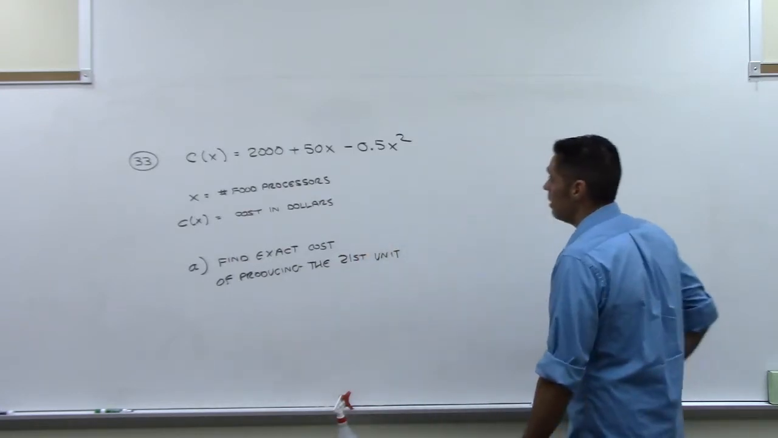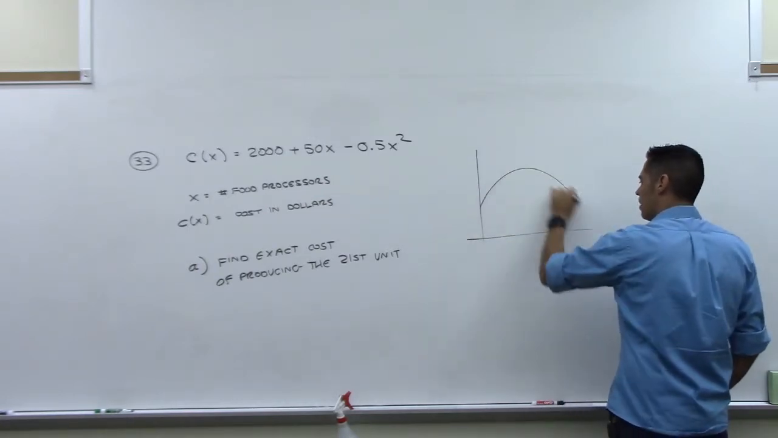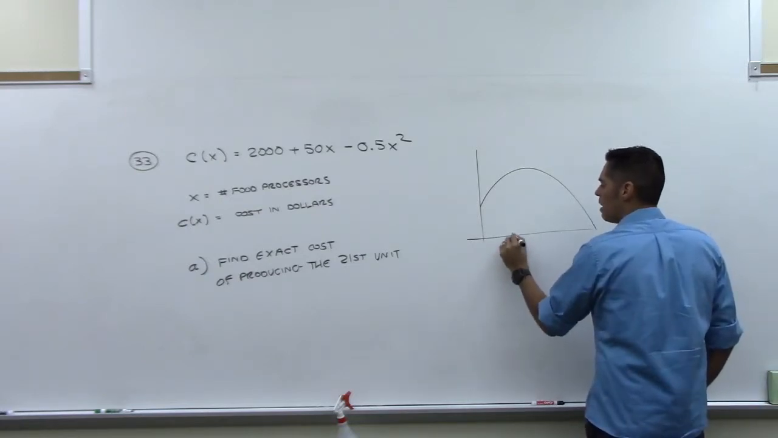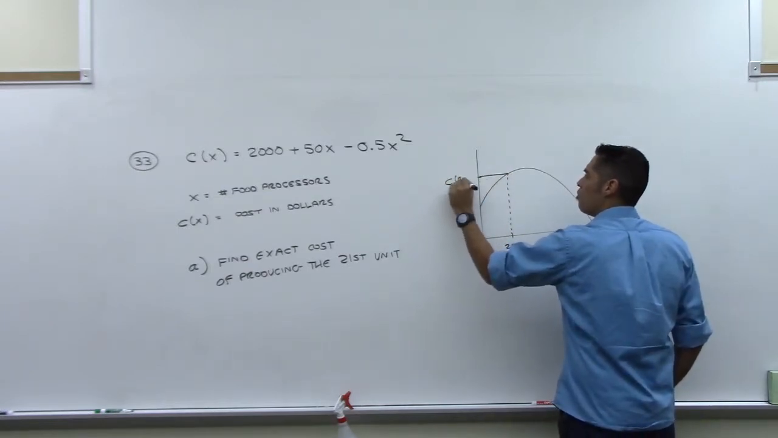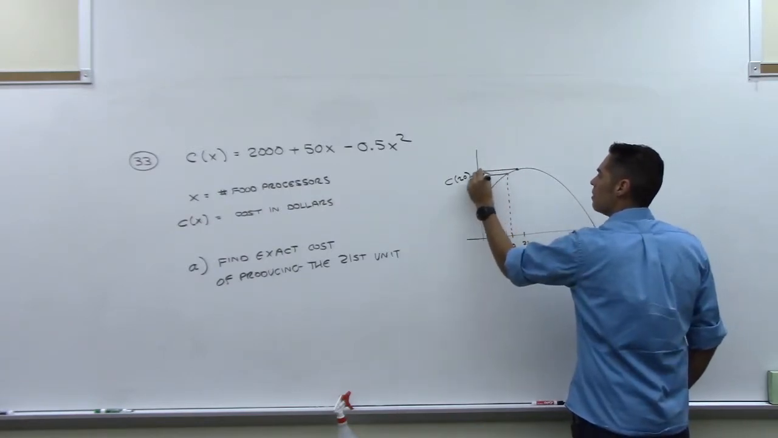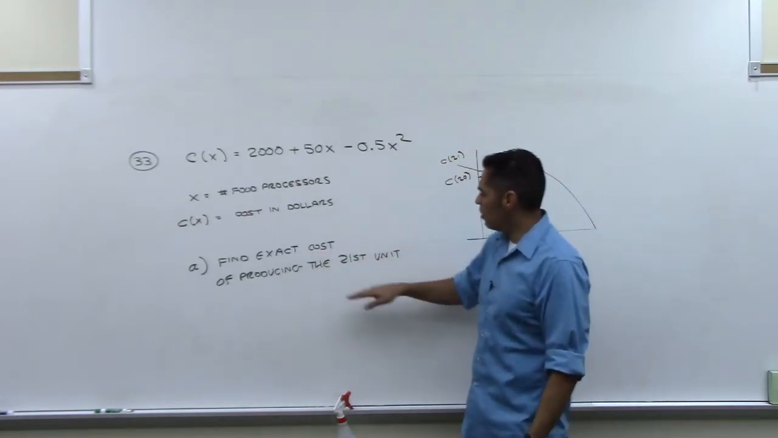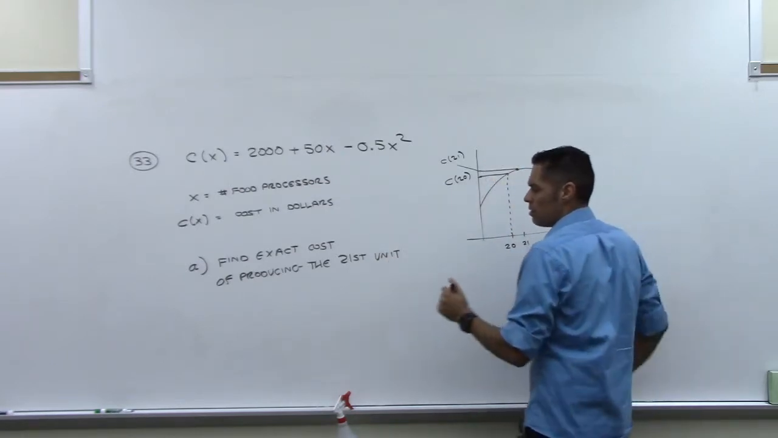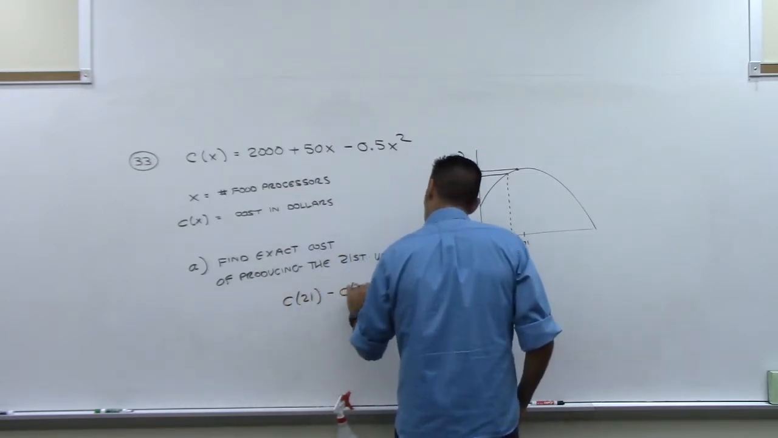So the way we look at this, this is a parabola. It opens down, it goes something like that, okay? So what we're trying to figure out is if we make 20 food processors, we're going to have a certain cost, right? That's the cost of making 20 of them. Then if we make 21 of them, we're going to have another cost. That's the cost of making 21. They want to know the exact cost of producing that 21st unit. So it's going to be the difference of those two. So this should be the cost of producing 21 minus the cost of producing 20.